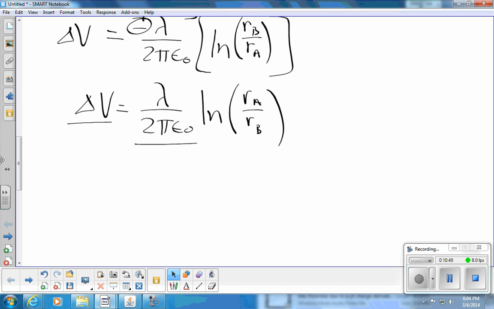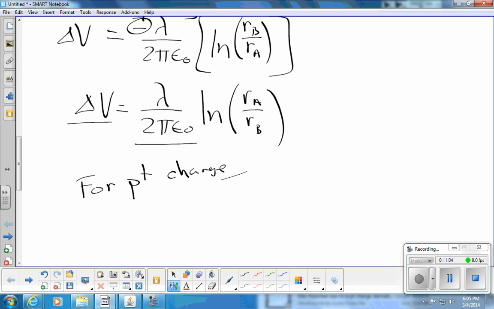So that's nice. That's the difference in potential. The other thing that we did before, you remember with the point charge, is we said that we're going to define V equals 0 at R equals infinity. We're not going to do that for this one.